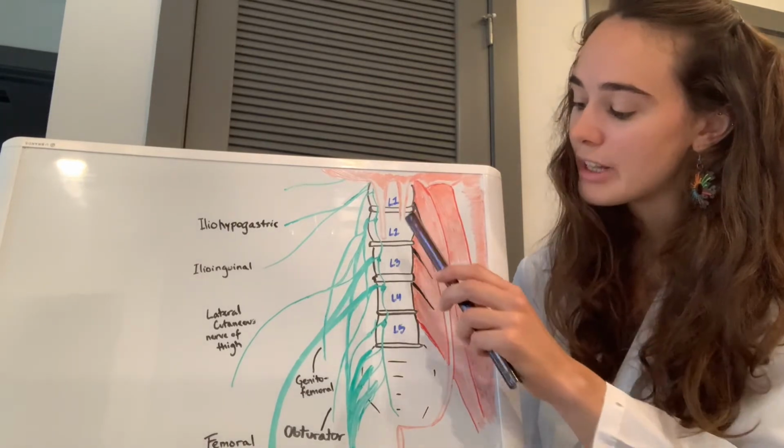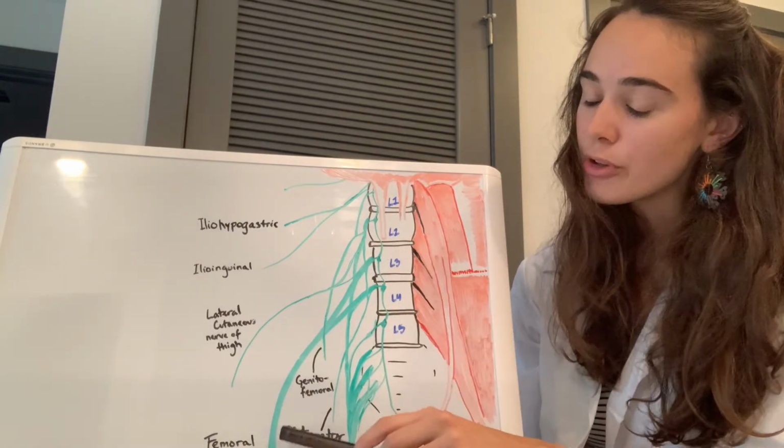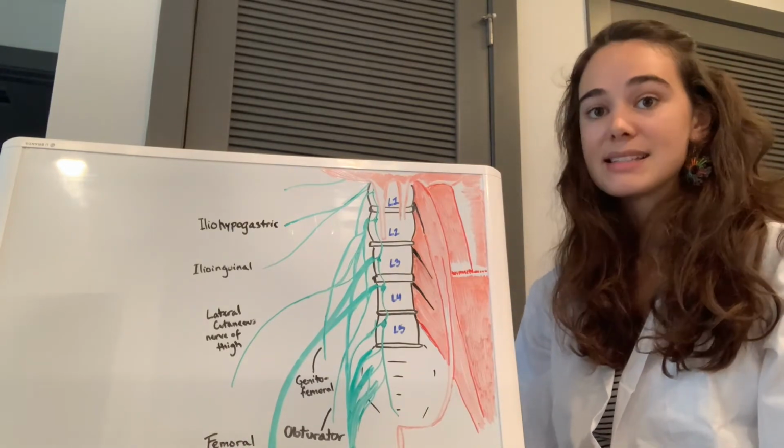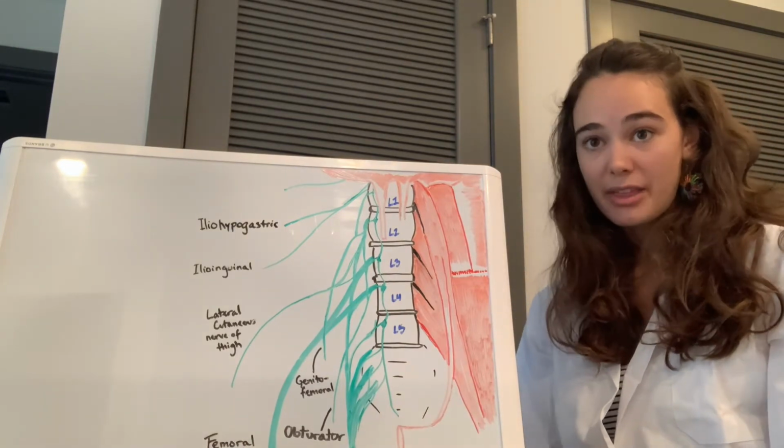Finally, also from L2 through L4, we have the femoral nerve, which innervates flexors of the hip, extensor of the knee, and skin of the anterior thigh.